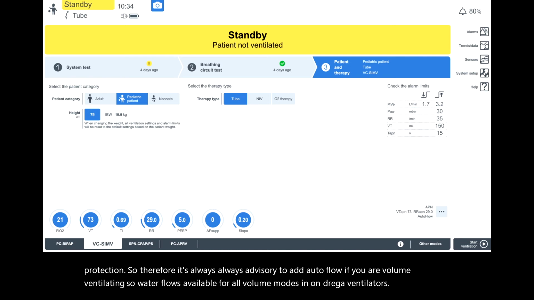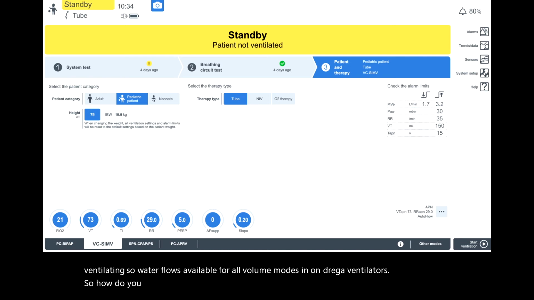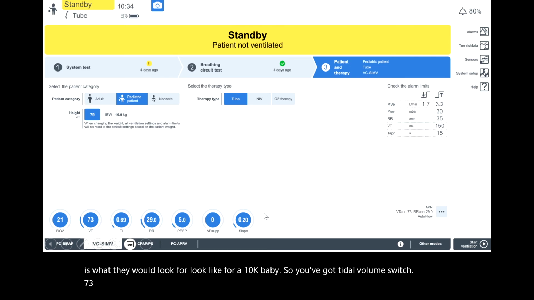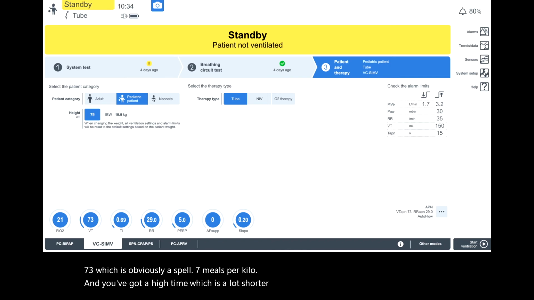So how do you do it? These are the settings for SIMV. We've seen them previously, but this is what they would look like for a 10 kilo baby. You've got tidal volumes of 73, which is about 7 mils per kilo. And you've got an I time which is a lot shorter, and a respiratory rate which is a lot higher.